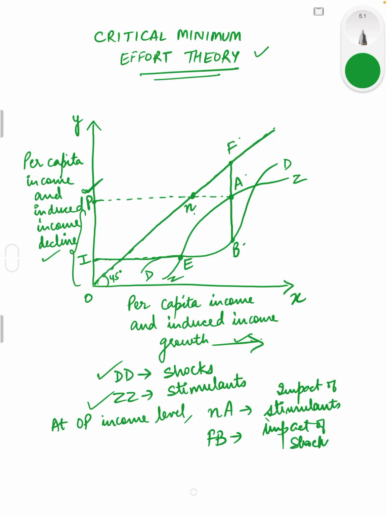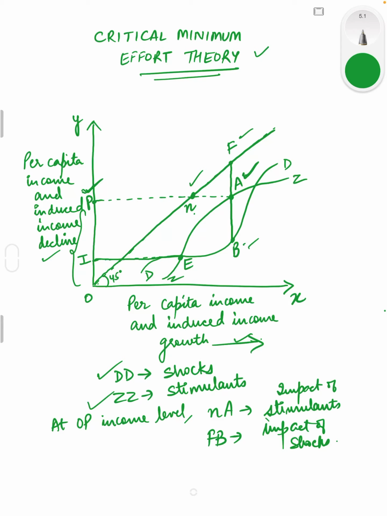Right, how do we calculate it? From the 45-degree straight line till the stimulants curve, that is point A, this is the impact of stimulants, because I've already said that ZZ is representing stimulants. So NA will capture the impact of stimulants at OP level of income, and on the other side, F is the point on the 45-degree line, and A is the reference point. Through this point A till the shocks curve, DD is the shocks curve. So FB therefore will represent the impact of shocks.